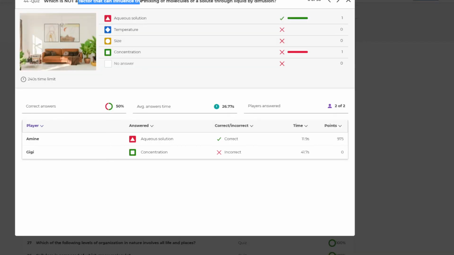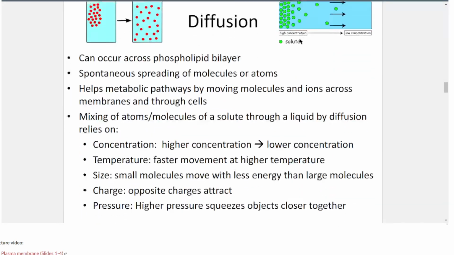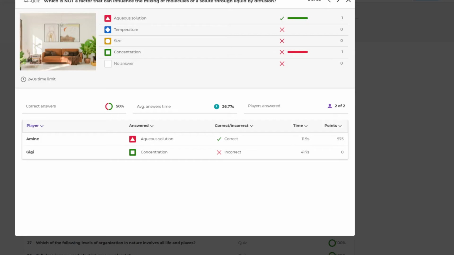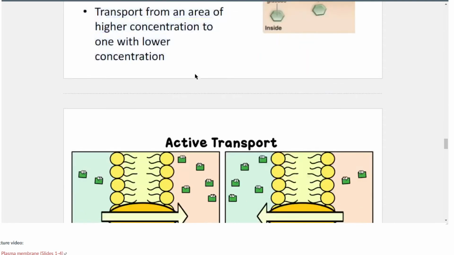What is not a factor that can influence the mixing of a molecule or solute through liquid by diffusion? So let's go to our diffusion slides. And here we have concentration, because concentration is what really moves everything. So we can do a process of elimination. Concentration doesn't work because higher to lower is how the entire thing works. The next one we have is temperature.